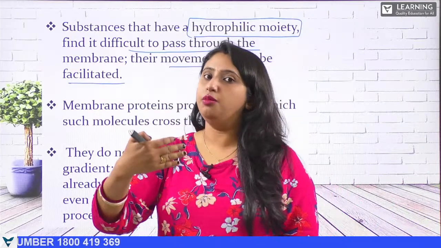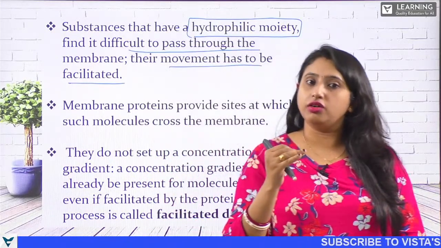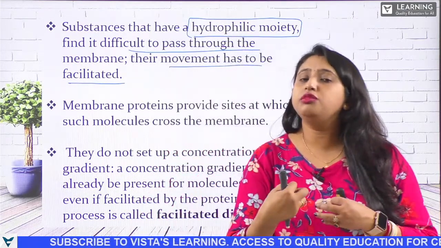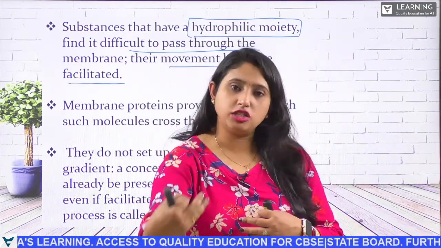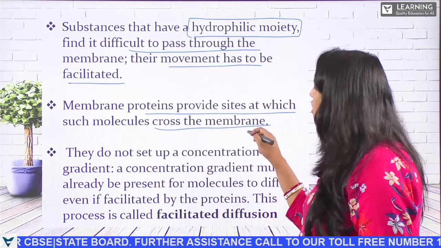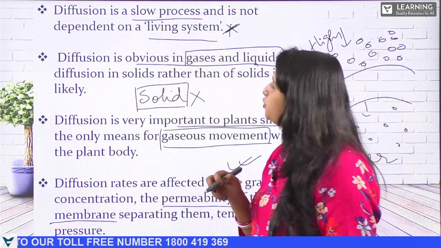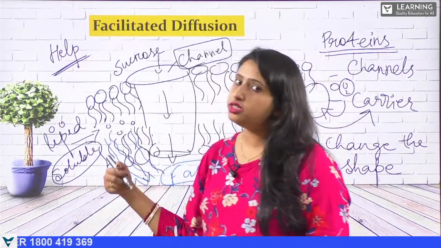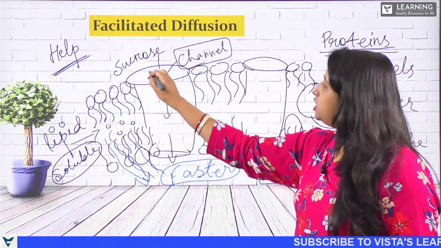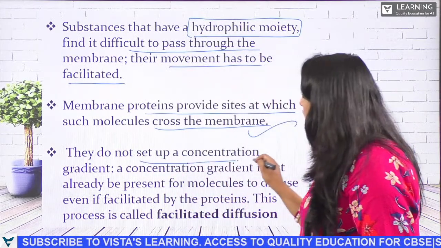Facilitated means support or help. So there are some molecules which are hydrophilic. They get attached to the water molecules and get stuck there, so they need some help to cross the plasma membrane. Clear? So membrane proteins provide sites at which such molecules cross the membrane. What proteins have we studied just now? The channel proteins and the carrier proteins you have seen here. They facilitate the process so that molecules can easily cross the plasma membrane.